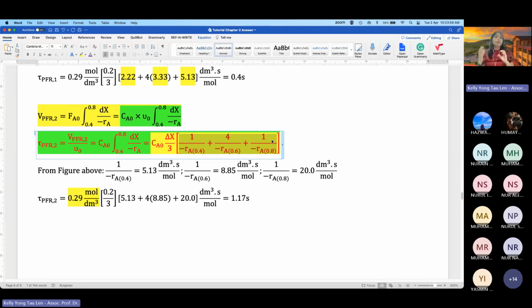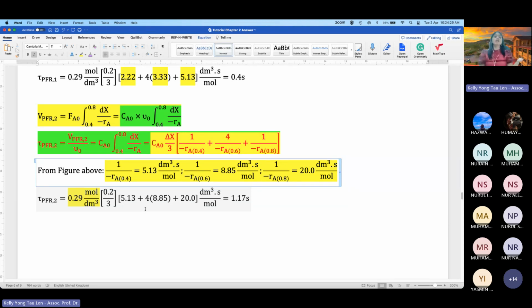Okay, so it becomes 1 per minus RA when my X is 0.4, 1 per minus RA when my X is 0.6, 1 per minus RA when my X is 0.8. So again, you go to the Levenspiel plot and check the values. So this is the part where you just go to the plot, look at when the conversion is this value, what is the value of its 1 per minus RA. So you can substitute directly into the equation. So the back part is okay.